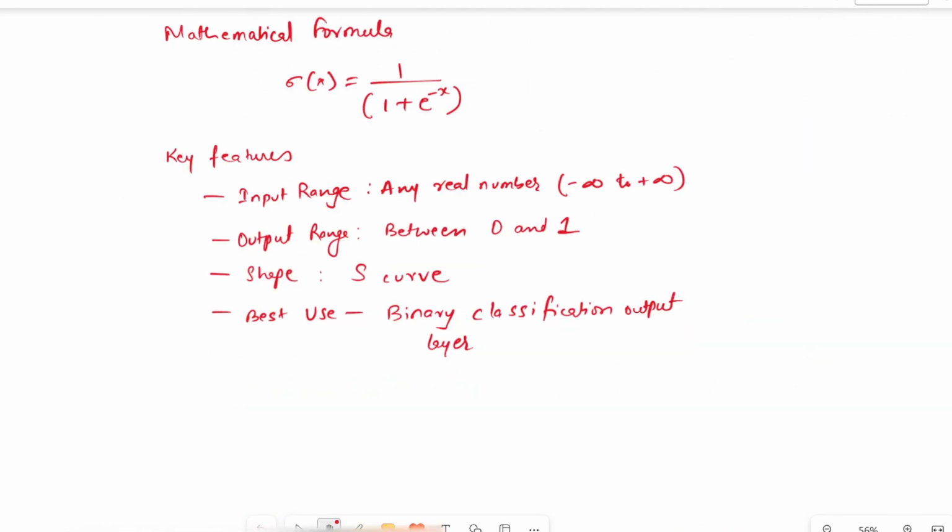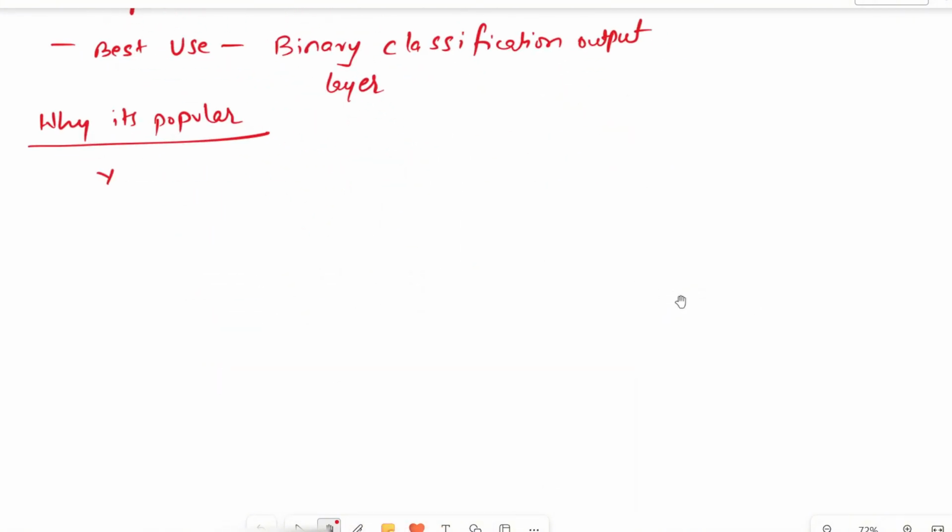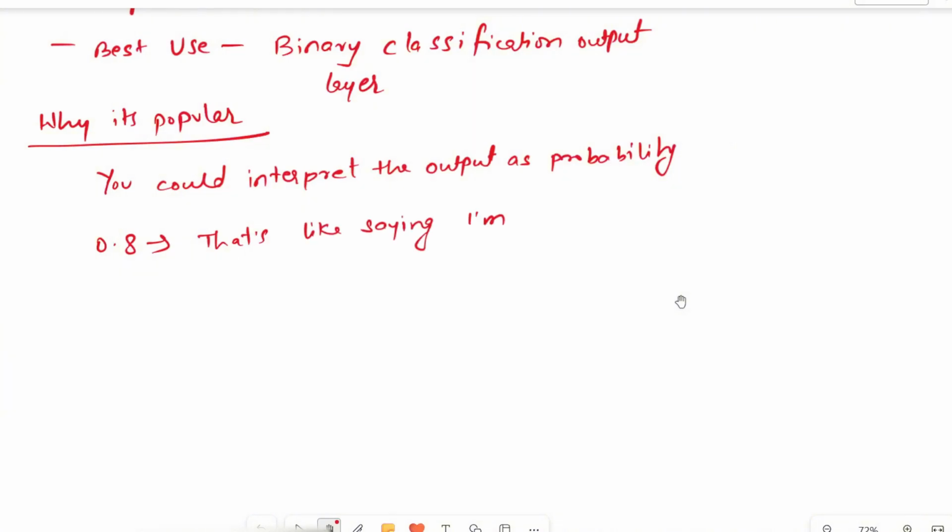Back in the day, this was perfect. You can interpret the output as probability. Getting 0.8 means I am 80% confident on something. Getting 0.2, I am 20% confident on something.